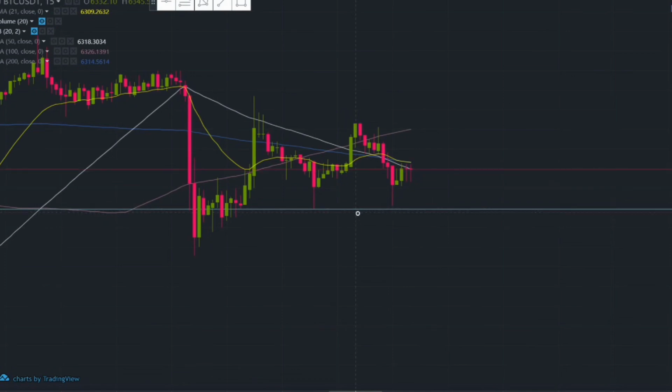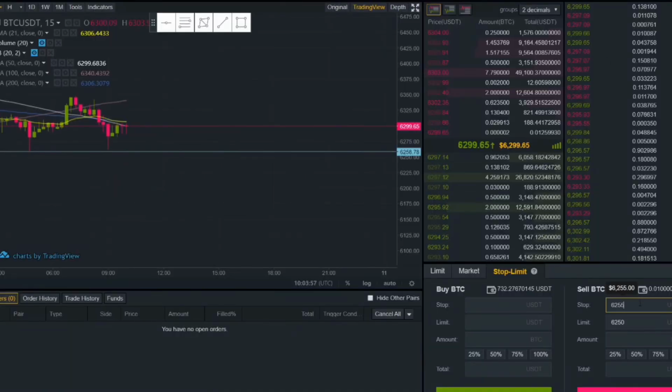To set up a stop loss or stop limit order, click on the stop limit option in the order form. Then, fill in the stop price and limit price fields as well as the amount of crypto you want to sell. Once you're satisfied with your settings, click the sell button to place the order.